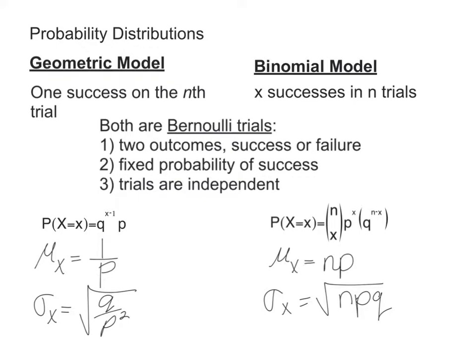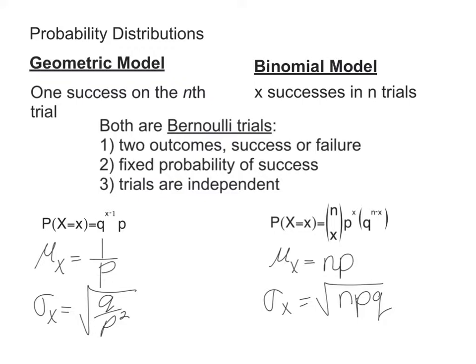Bernoulli trials have 3 things that have to be true. There has to be only 2 outcomes, success or failure. So you can talk about rolling a die. There are 6 outcomes on a die, but if you're only interested in an even, then an even would be a success and an odd would be a failure. If you're only interested in rolling a 6, then a 6 would be a success, and the rest of the numbers would be failures. So they have to have only 2 outcomes defined.